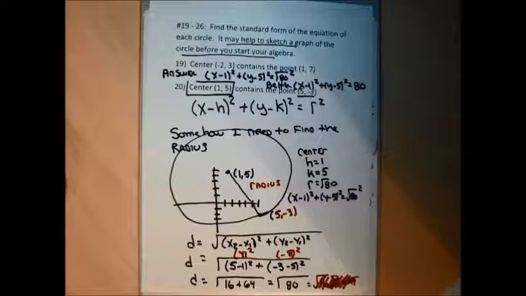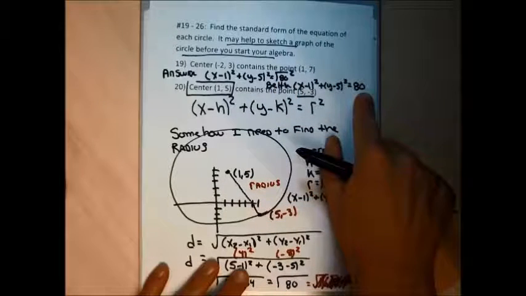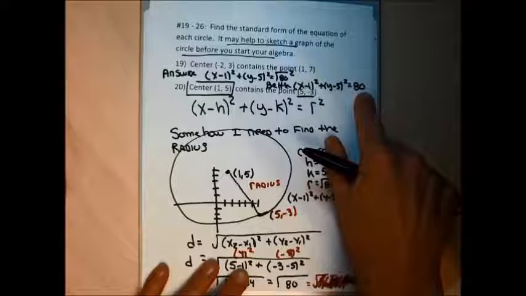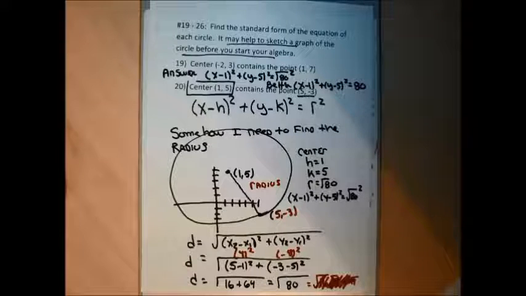I can tell you that the radius is the square root of 80, because if it's in a non-simplified form, if it doesn't have the square, you have to square root to get the radius. All right. Hopefully you can do 19 with that motivation.